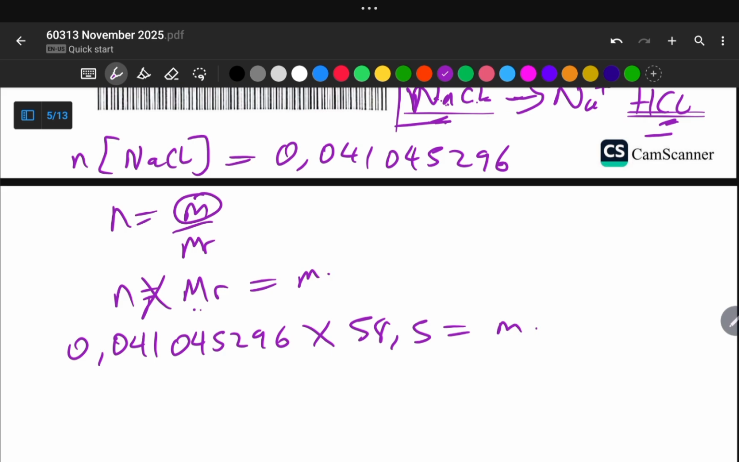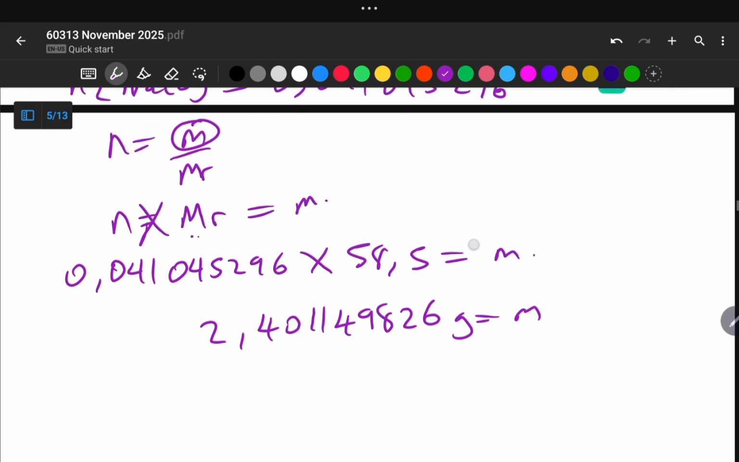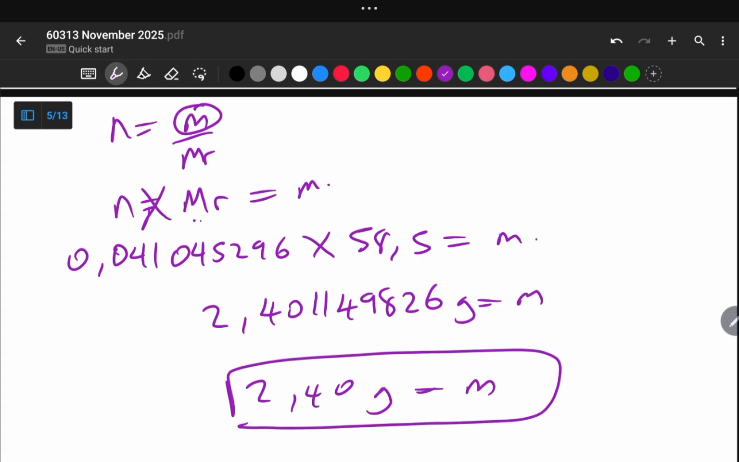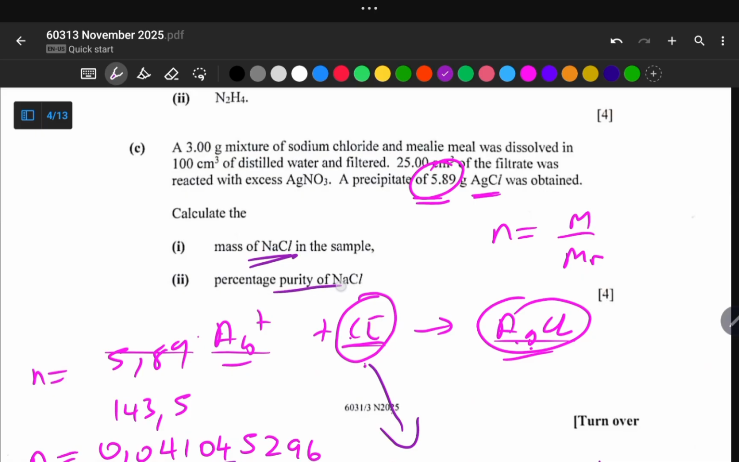So we're simply going straight to our calculator, and we multiply this one by 58.5, and then we are going to have 2.401149.826 grams being equal to the mass. And then to 2 decimal places, we're going to have 2.40 grams being equal to the mass of our sodium chloride, right? And then the next part of the question requires us to have the percentage purity.